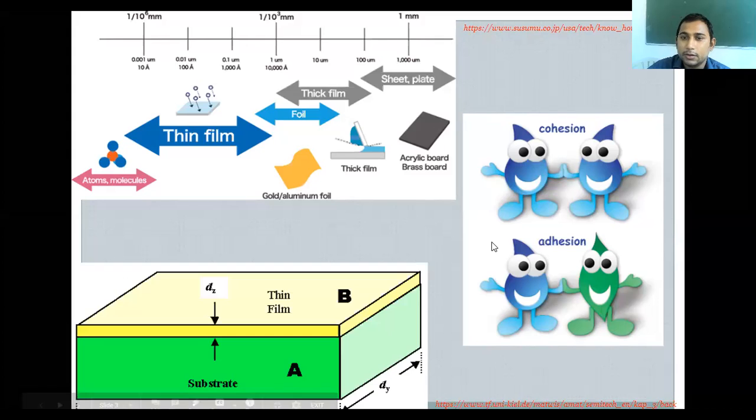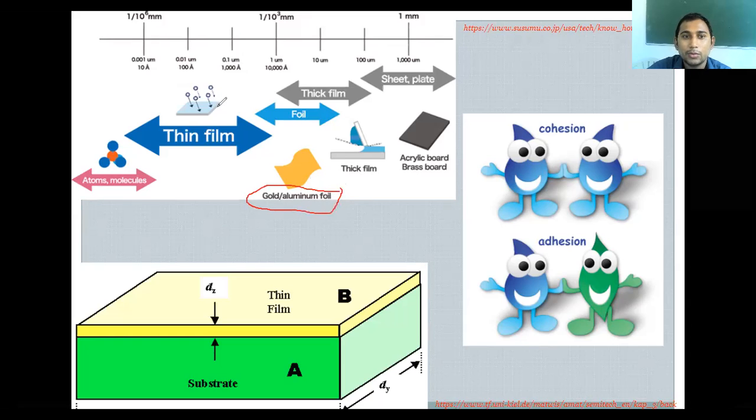In our previous lecture, we discussed the fundamental concepts of thin film and thick film. We also discussed the thickness of other films, and as compared to other films, what the dimension or thickness of a thin film is. We also covered some examples, such as acrylic, gold, brass or other thick films, as compared to other foils like gold or aluminum foil. We also covered this example.